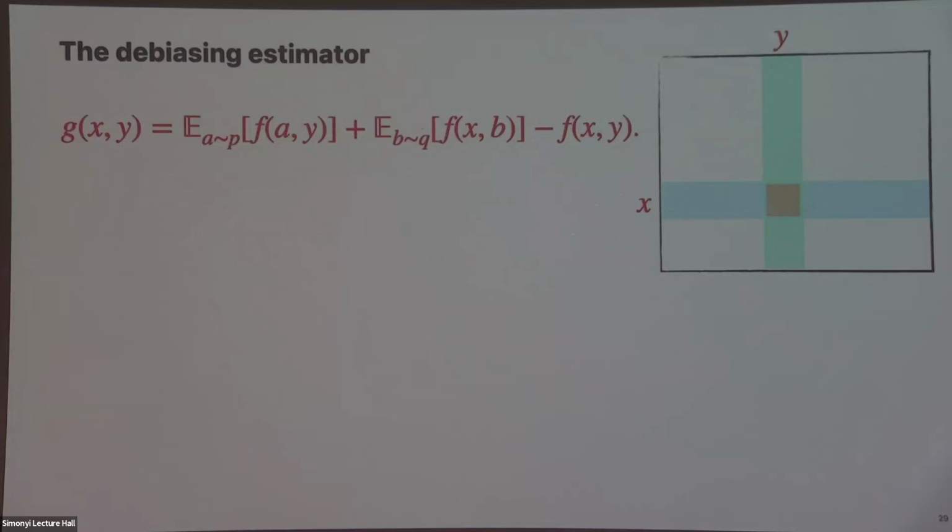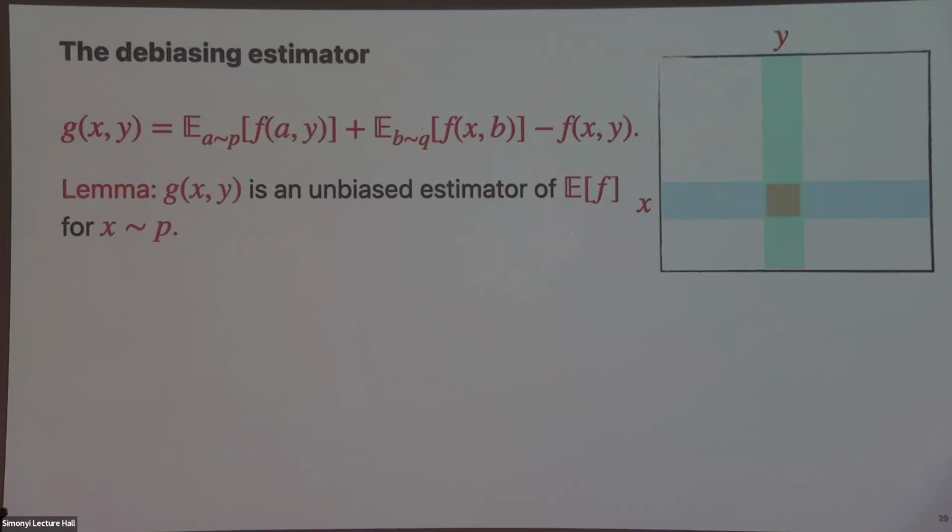What is nice about this estimator? Well, it's an unbiased estimator. But here's the cool thing. It is an unbiased estimator of the expectation of f just for a random choice of x in P. It is also unbiased if you just choose y in Q at random, but you don't need them both to be random. Either randomizing over rows or randomizing over columns is sufficient to give you an unbiased estimate.